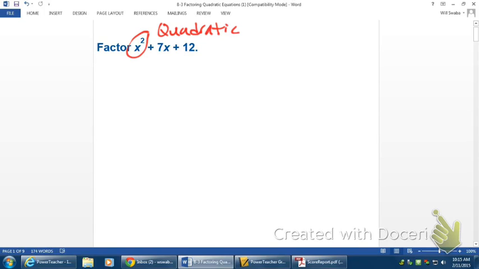which we are going to be talking about quadratics for like the next couple weeks. Quadratics. Because of that x squared, it's considered a quadratic.